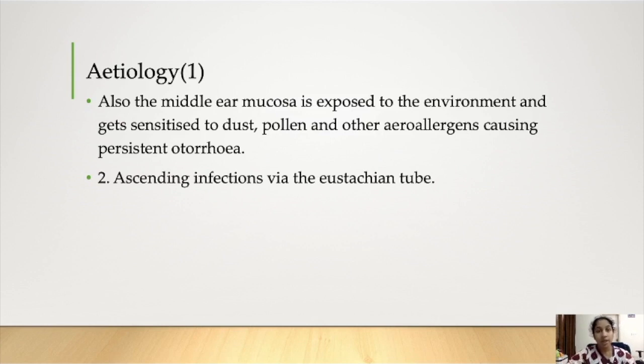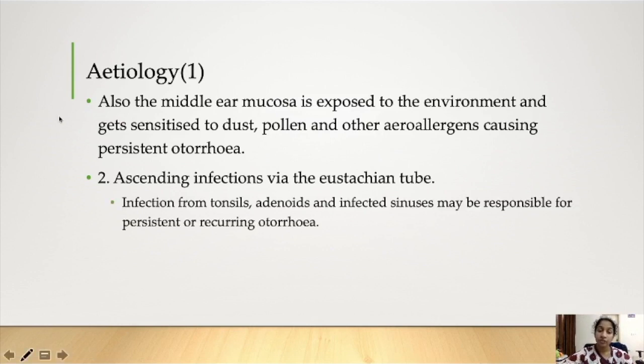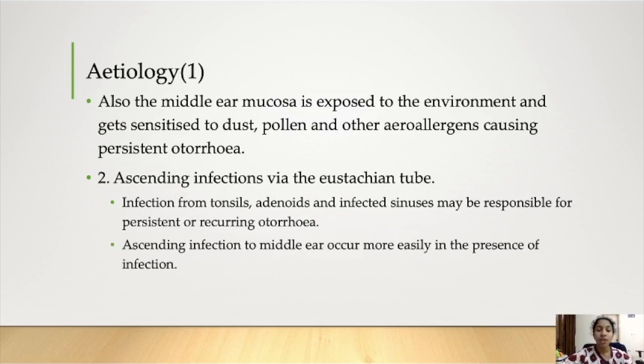The first one was as a sequela of ASOM. The second etiology is ascending infection via the eustachian tube. This we learned in ASOM also. Infection from tonsils, adenoids and infected sinus may be responsible for persistent or recurrent otorrhea. So because of the infection from tonsils or adenoids or infected sinus, the infection will spread to the middle ear mucosa via the eustachian tube and cause otorrhea. Otorrhea is nothing but discharge from the ear. Ascending infection to the middle ear occurs more easily in the presence of infection.